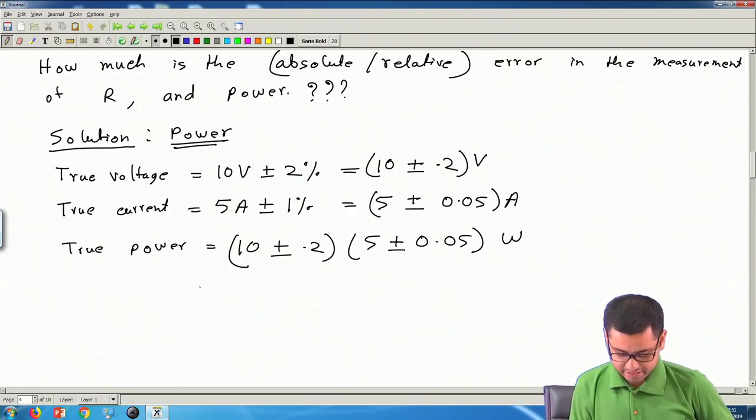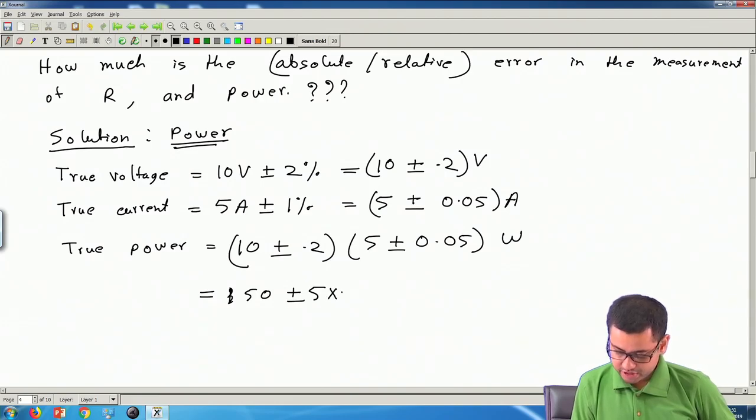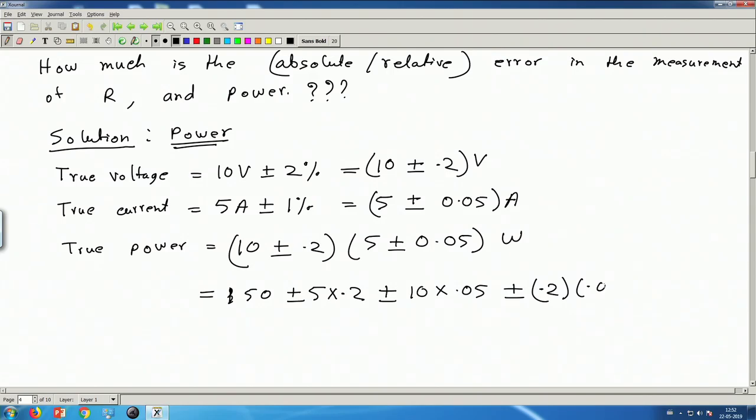Okay. So now this we can write as 10 times 5 is 50, and then we can write this as 5 multiplied by 0.2, so plus minus 5 into 0.2, and then plus minus 10 into 0.05, and then these two terms plus minus 0.2 and 0.05. Okay. Since these are small numbers, and the product of two small numbers is going to be further small, we will ignore this term. This is a very small number. So for ease of calculation, we can ignore this.